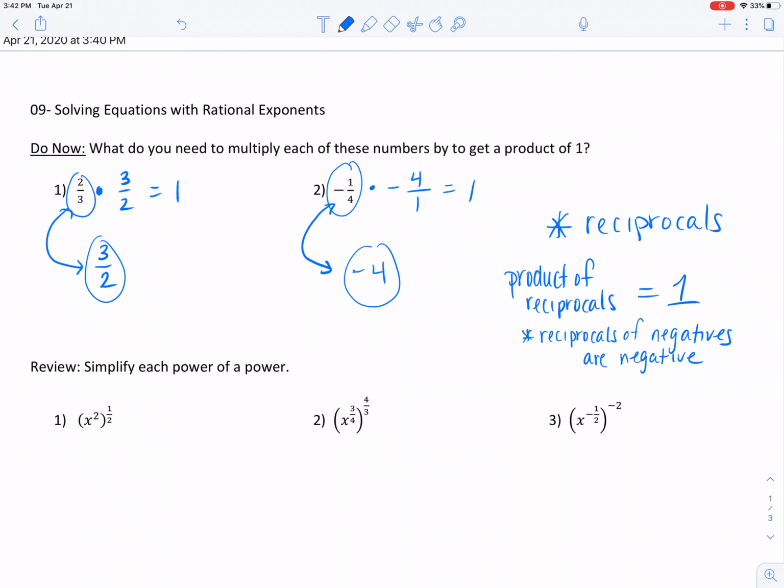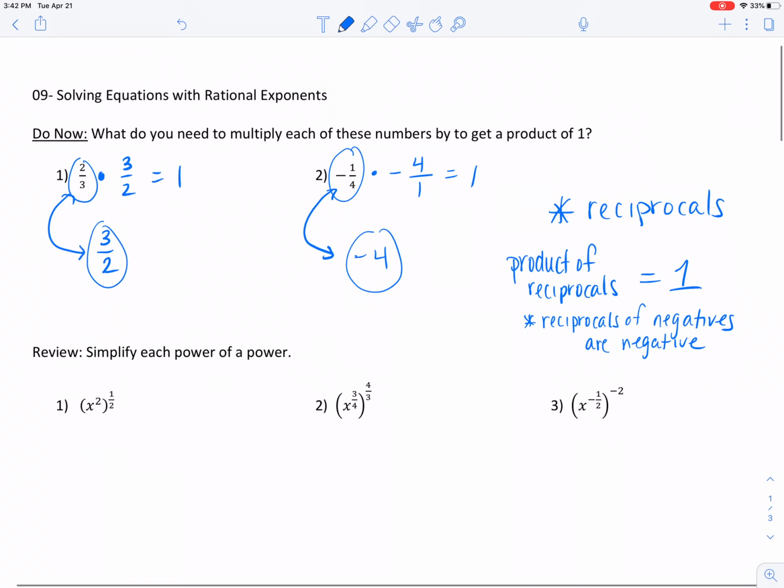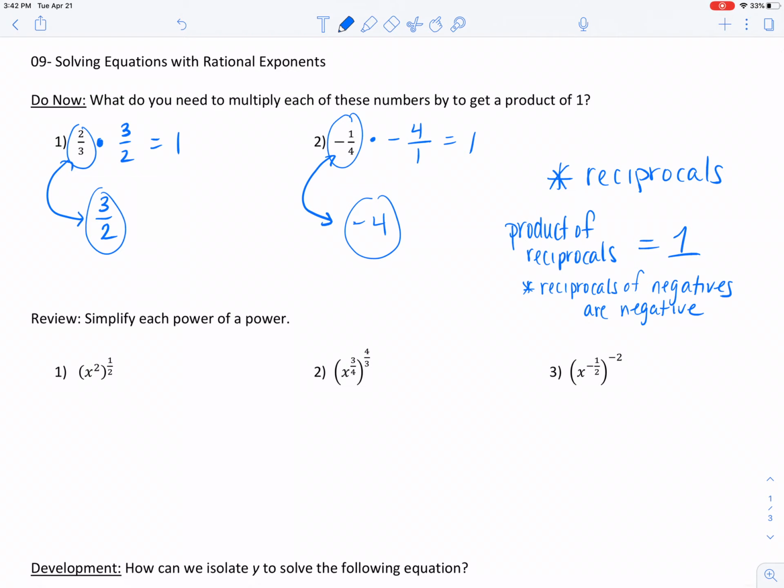Now we're reviewing simplifying each power of a power. Earlier in the topic, before the graded assignment, we talked about taking a power to a power. Inside and outside exponents get multiplied. So here, if I multiply 2 times 1/2, I get a product of 1. So x to the second raised to the 1/2 is the same thing as x to the first power, which is essentially just x.